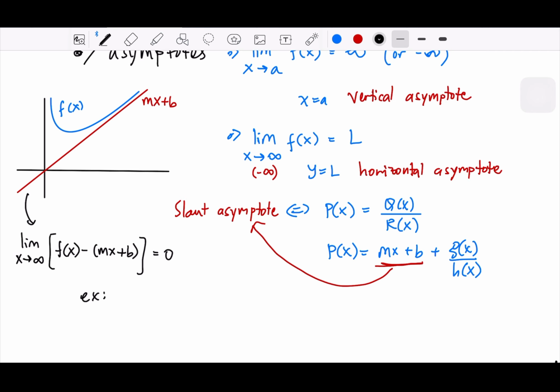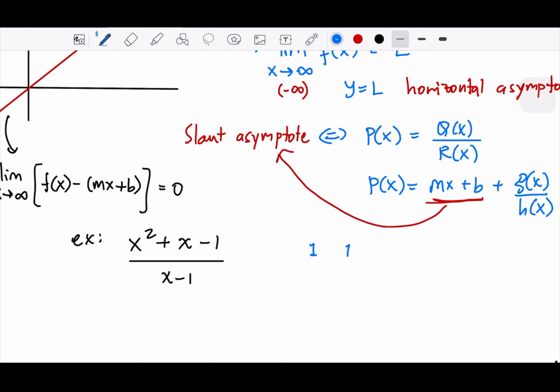Okay, so example. Let's say we have this function: x squared plus x minus 1, divided by x minus 1. Of course, the top cannot be factorized, so we cannot do anything here unless we rewrite this and look at the results.